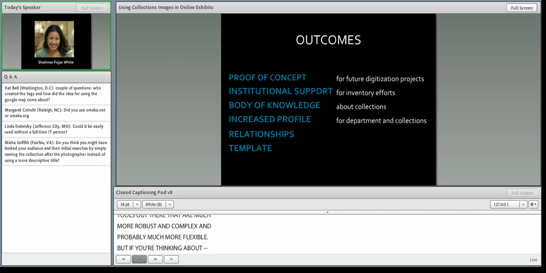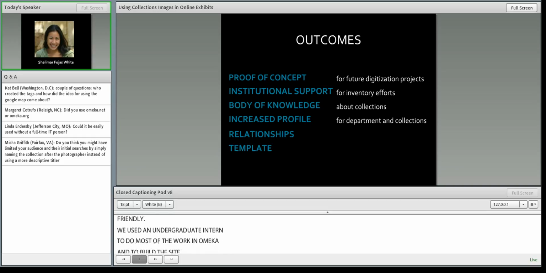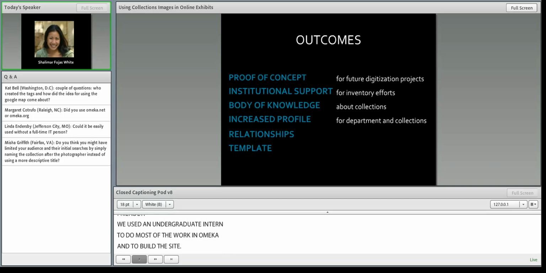Omeka is extremely user-friendly. As you'll note, we used an undergraduate intern to do most of the work in Omeka and to actually build the site. An undergraduate was able to put it together over the course of two semesters. So that's something to keep in mind as you're thinking about developing your digital projects.